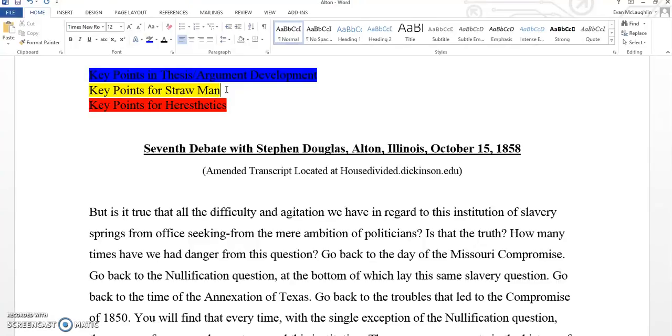There were 7 debates in total, and the final debate at Alton, which is the one we're talking about today, is roughly halfway located on the north-south axis of Illinois. So Lincoln and Douglas should expect a mix of pro-slavery and free soil elements in their audience.